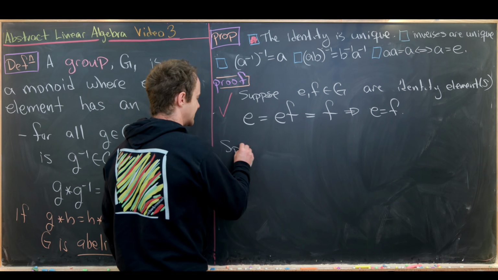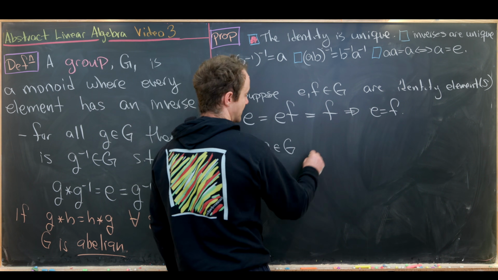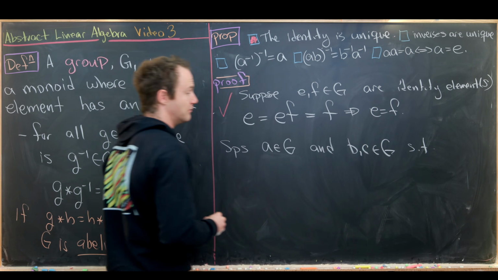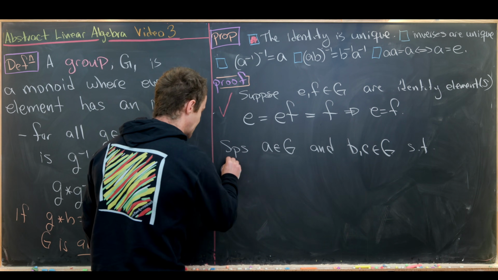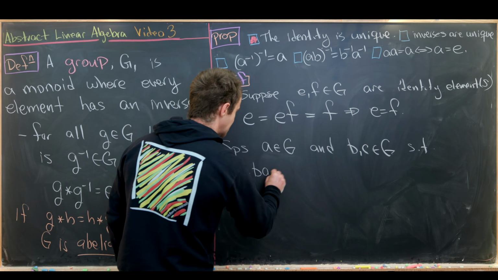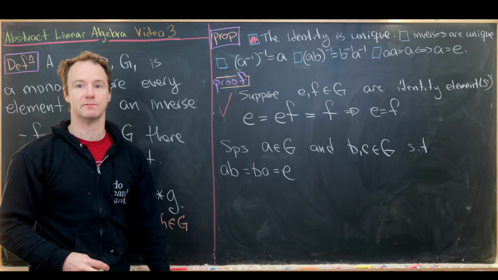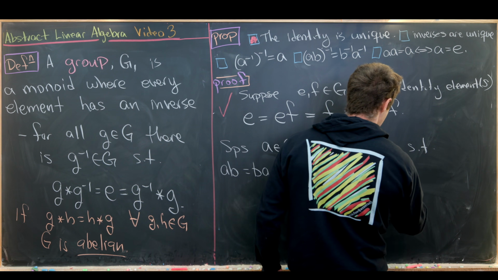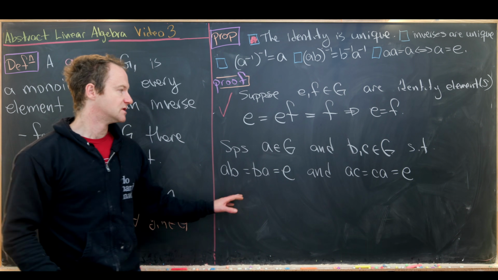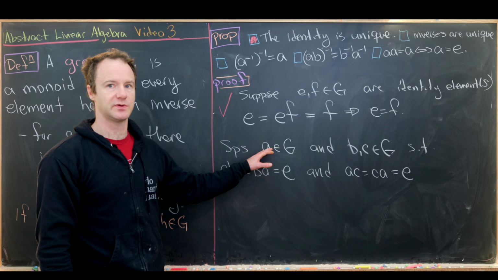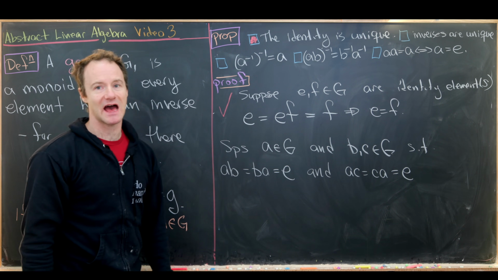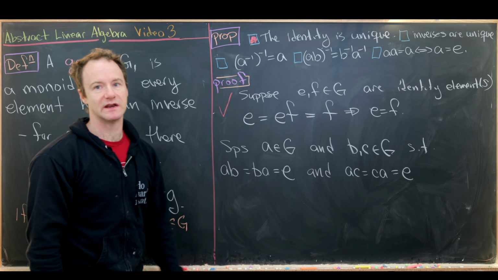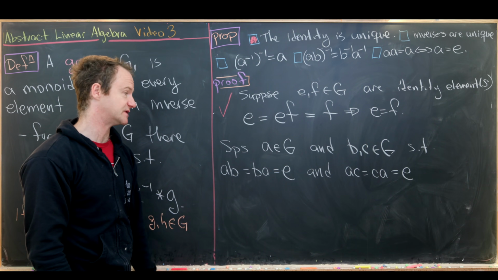So let's do that by starting off with an element A from the group and B and C from the group such that they are both inverses. So in other words, we know that AB is the same thing as BA, which is the identity. Inverses act from both sides. And we know that AC is the same thing as CA, which is also the identity. So we're starting with an element from our group, and we're saying that we might have more than 1 inverse, and we want to end up with there is really only 1 inverse. So we should end up with B is equal to C.